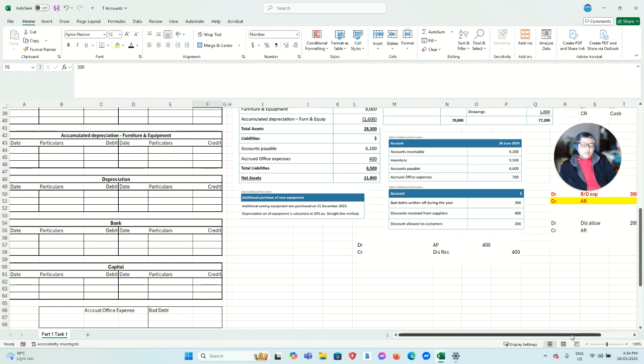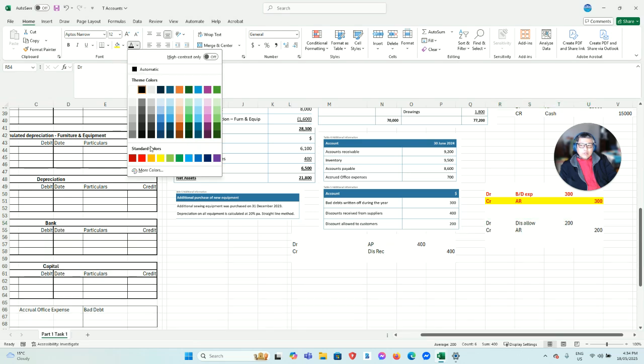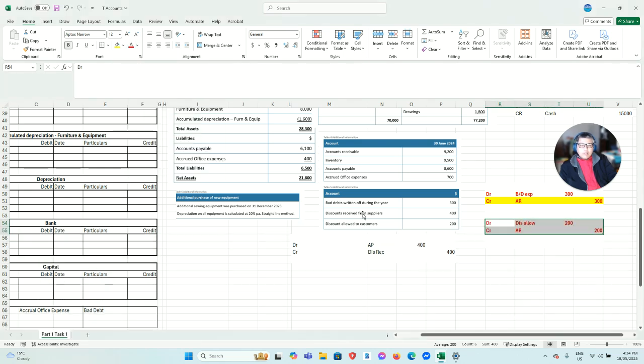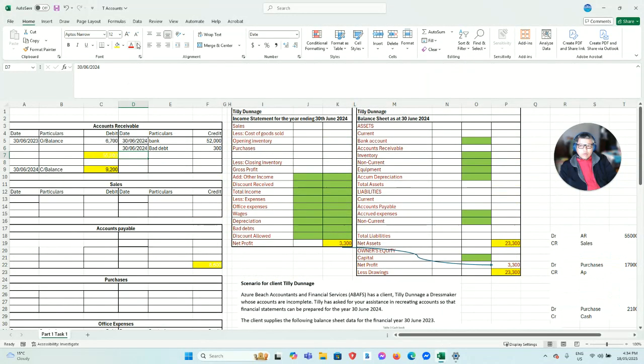Discount allowed is a contra revenue. Revenue is a credit, so discount allowed is a debit. So debit the discount allowed, credit the accounts receivable. That is the behind-the-scene journal, so account receivable has to put the figures on the credit side. So 30th June, the other side of the transaction, discount allowed, amount is 200.